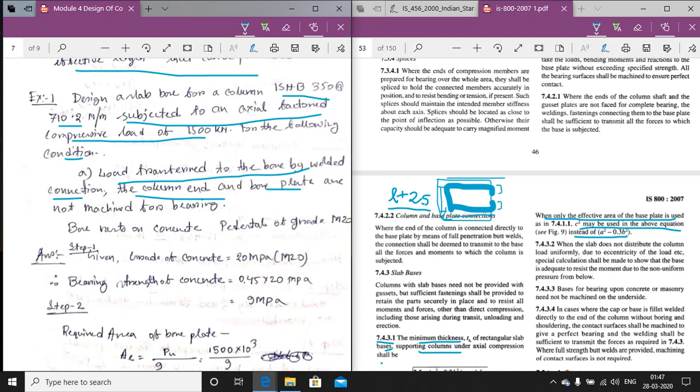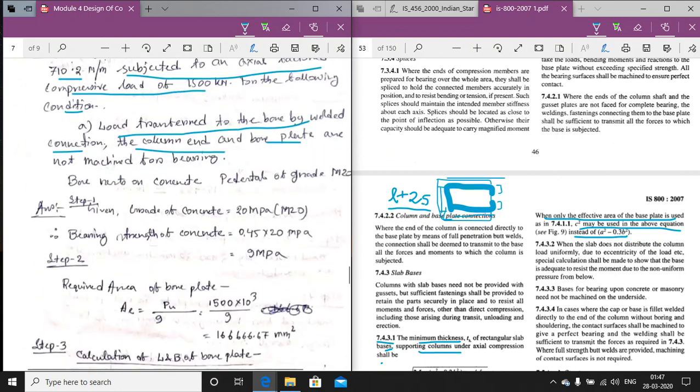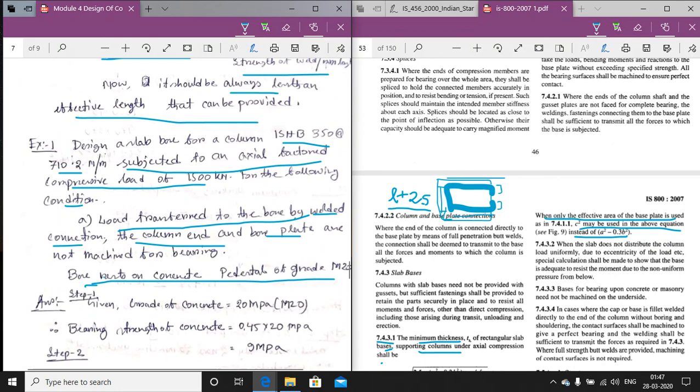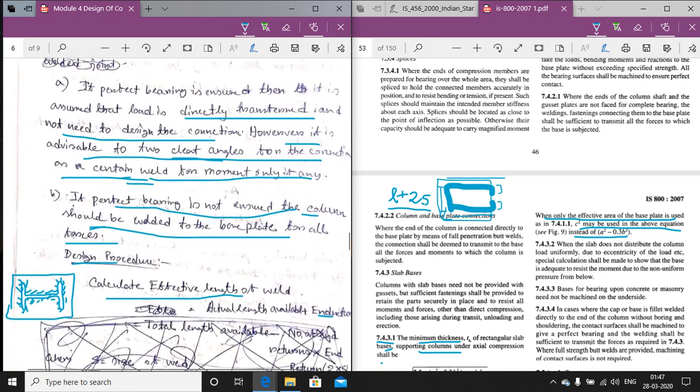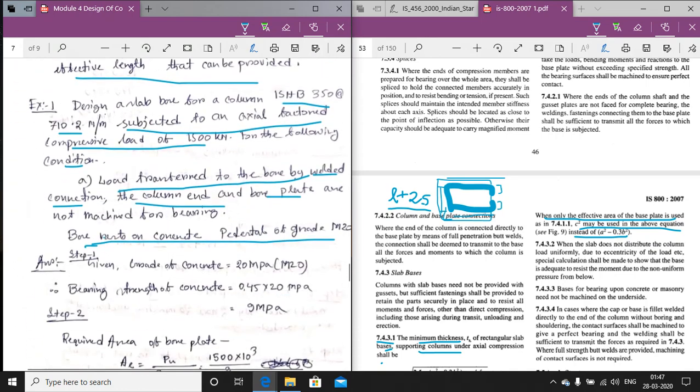So we have to design the base, which rests on a concrete pedestal of grade M20. Okay, and the welded connection has to be provided. So the connection between the column base and the column is welded. So the procedure that we have discussed till now will be followed here.